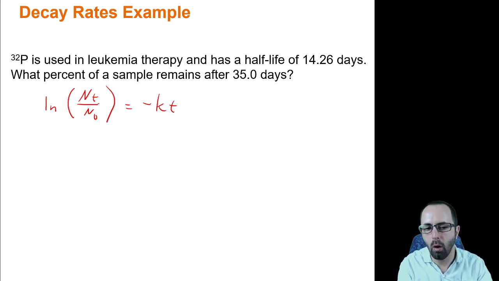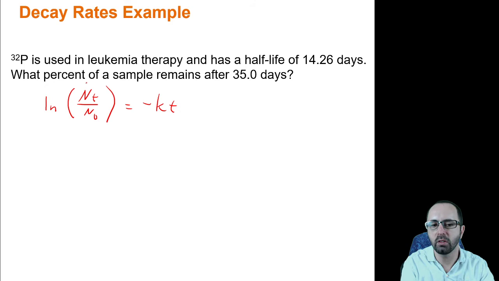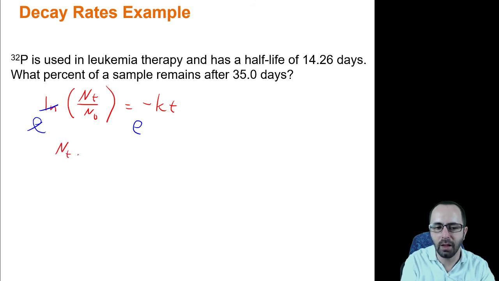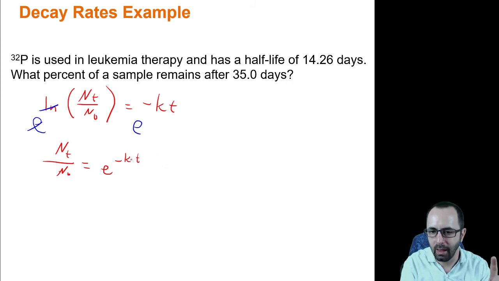Now, what we actually want is what percent of the sample remains. So we want this ratio turned into a percent. So what we can do is take e to the power of both sides. Now remember, e cancels the natural log. So this is going to cancel the natural log. See why I had to do the algebra review last week? And that will give us nt over n0, which is actually what we want. This is going to be e to the minus kt. However, we need the k. So we can get the k in this way.